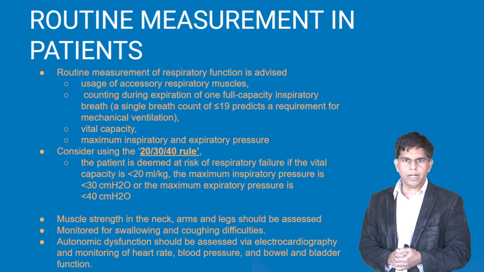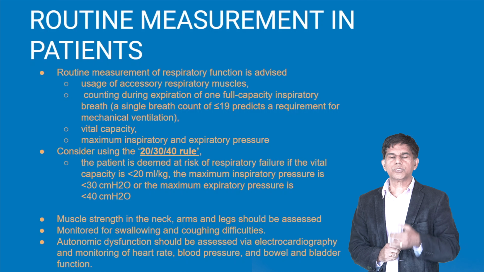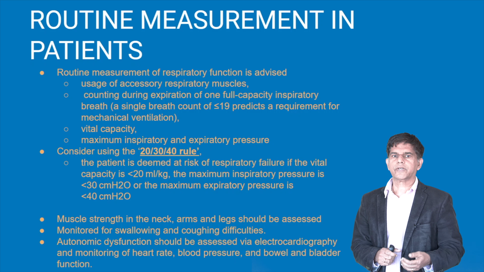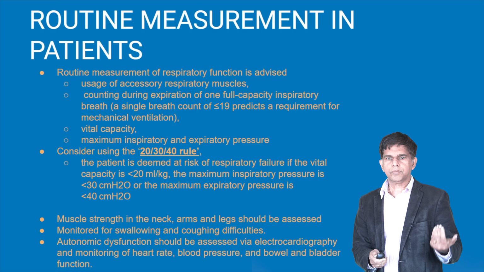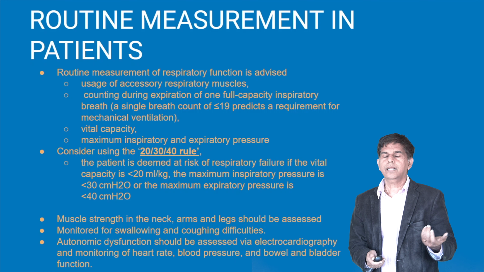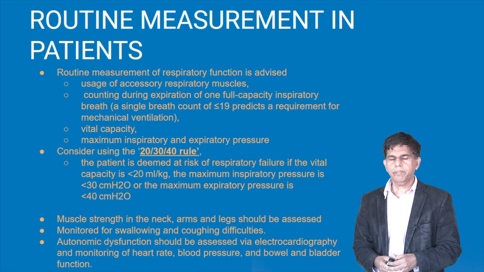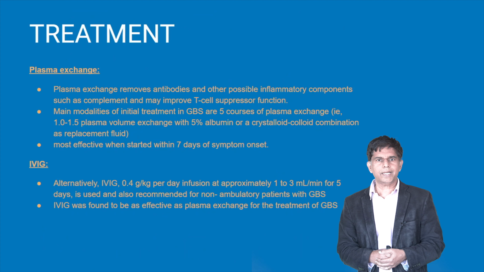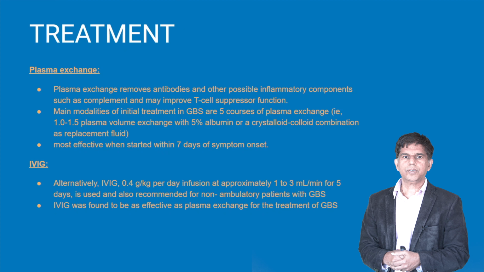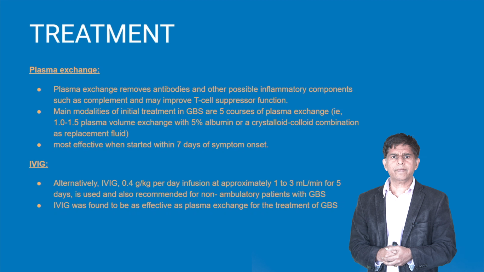Muscle strength in the neck, arms, and legs should be assessed. Monitor for swallowing or coughing difficulties, and monitor for autonomic dysfunction. Some of these people have autonomic dysfunction like tachycardia and orthostatic hypotension. So what is the treatment? Mainly the treatment is plasma exchange, to remove the antibodies and possible inflammatory components. Also, you can have IVIG, the dose is given there.